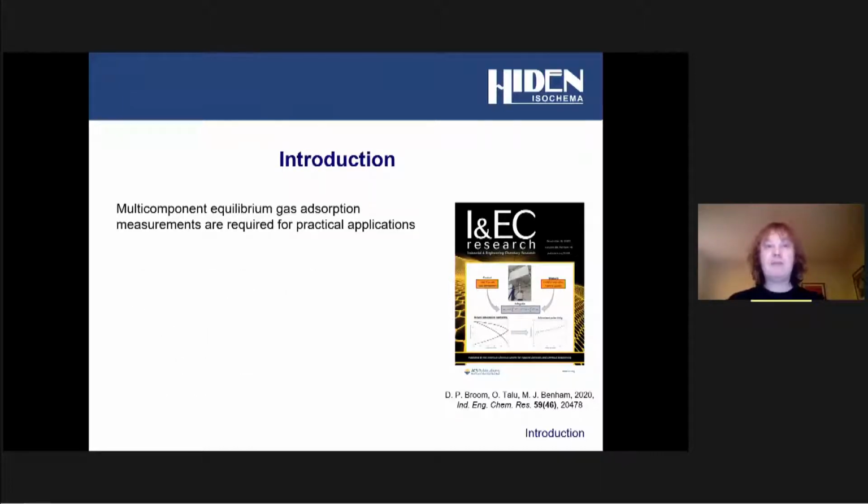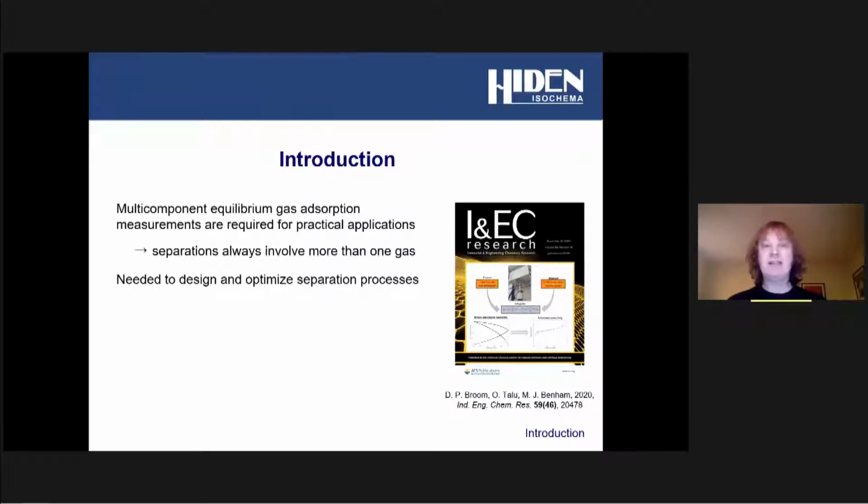So measuring multi-component gas adsorption equilibrium isotherms is required for most practical gas adsorption applications. We've seen already this week that separations always involve more than one gas. The only exception really is storage applications. Multi-component gas adsorption measurements are needed in order to design and optimize gas separation processes that involve adsorption.